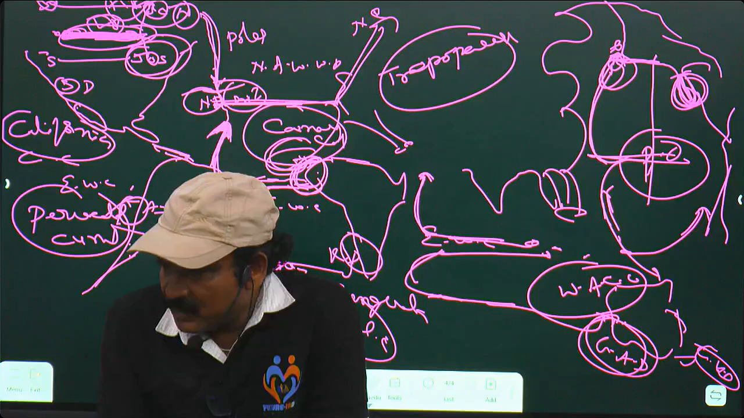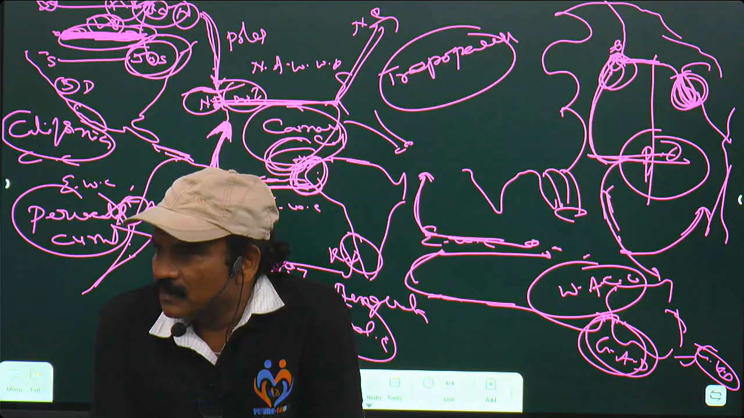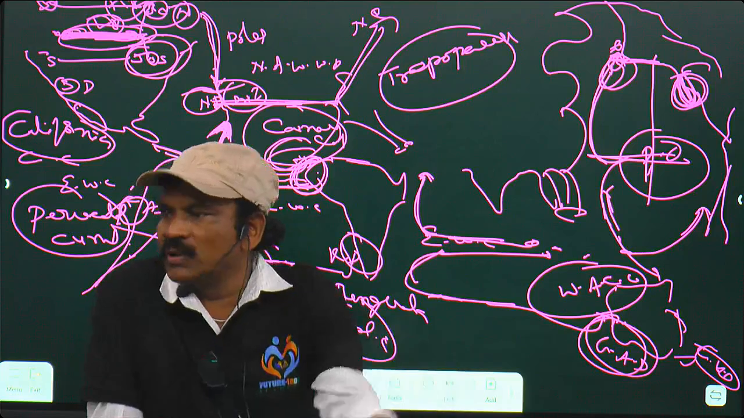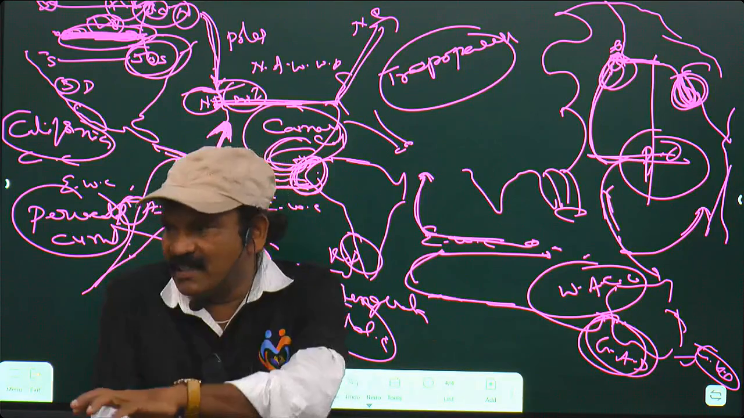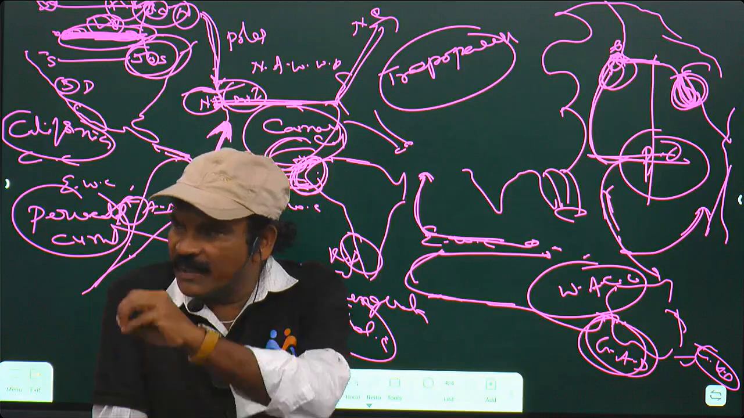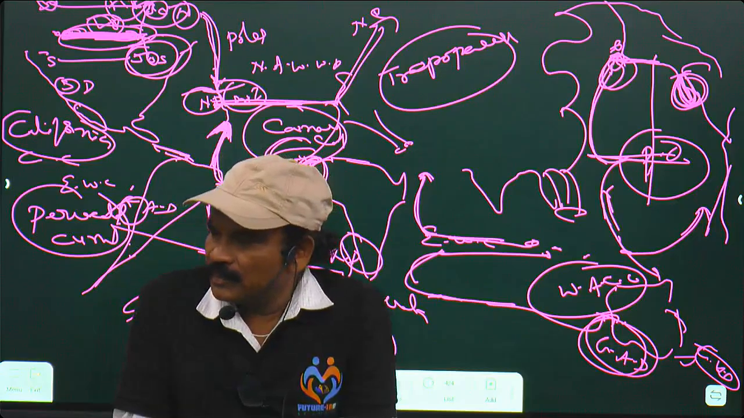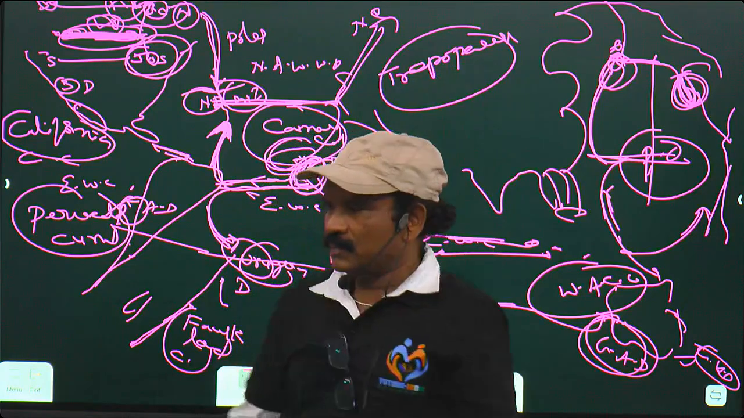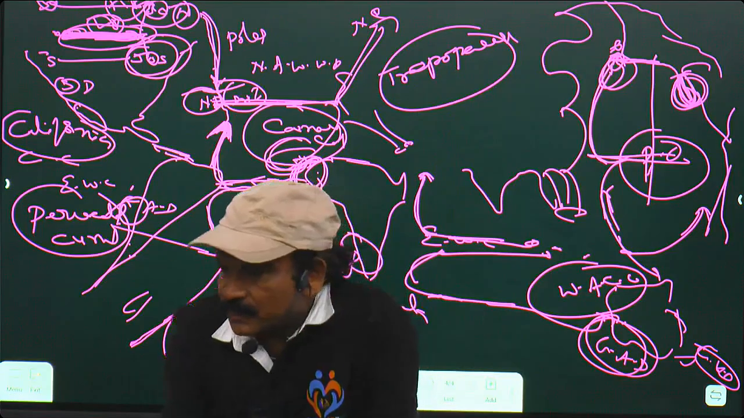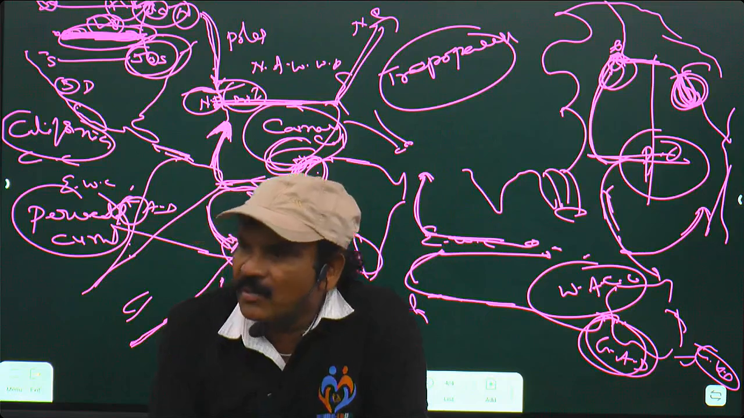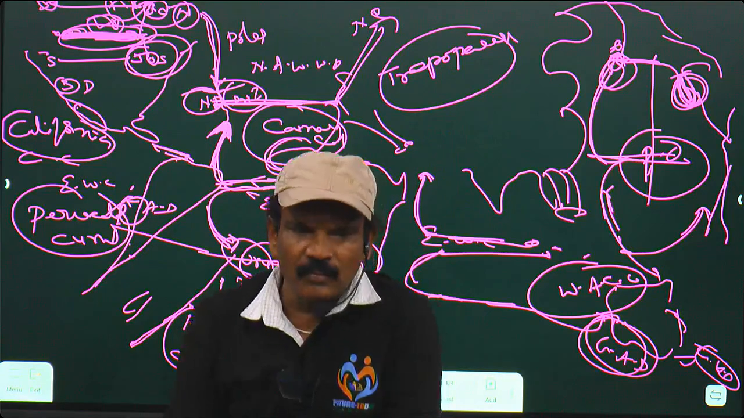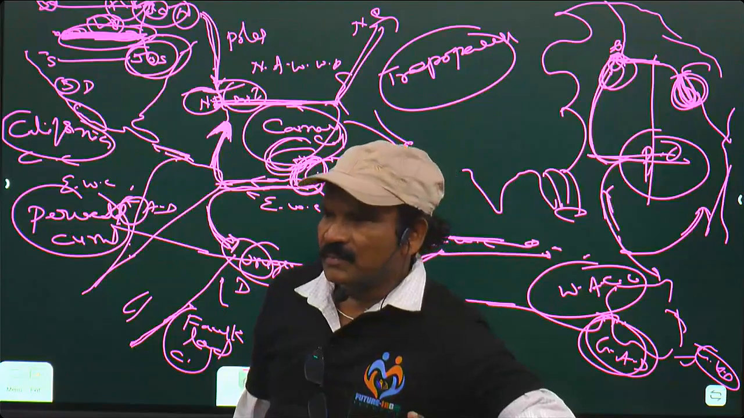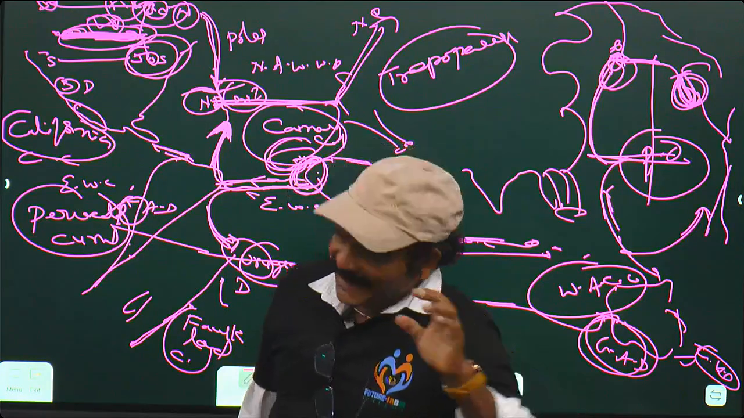Cold currents always begin near the polar regions and move towards the equatorial region.